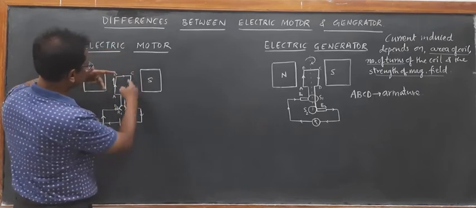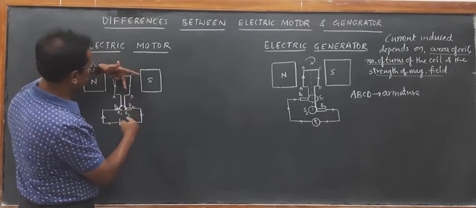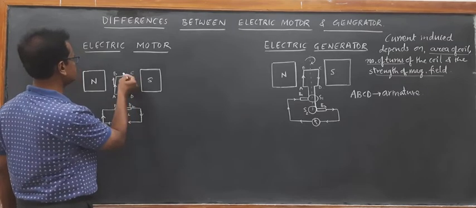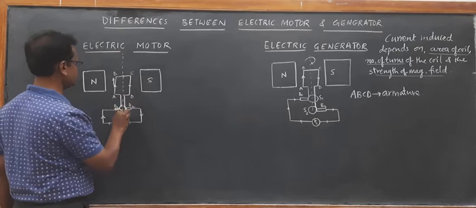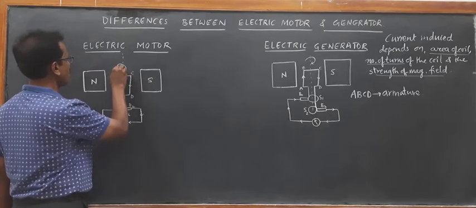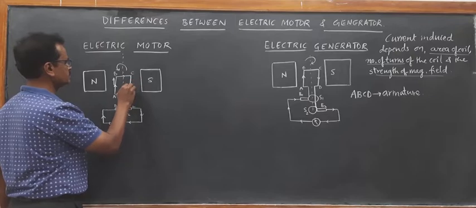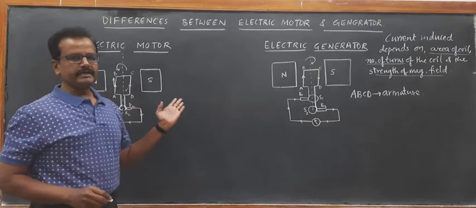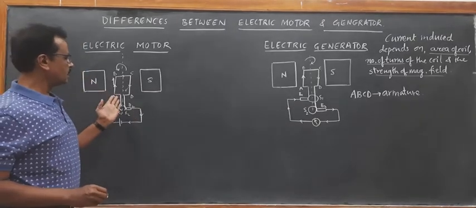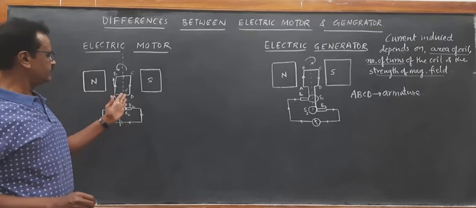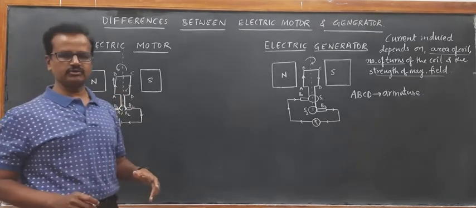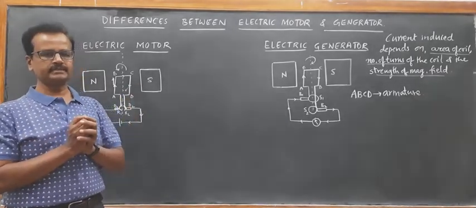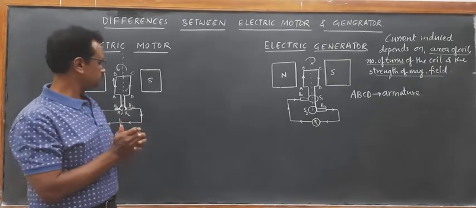You can see here, if current in the CD arm is C to D downwards, the thumb comes up, meaning the CD arm goes up. If this is the axis about which it is rotating, it rotates in the anti-clockwise direction. This comes up and this goes down. So the principle here is that a current carrying coil placed in a magnetic field experiences a force, that is the magnetic effect of electric current. It experiences a mechanical force. So that is the first one.